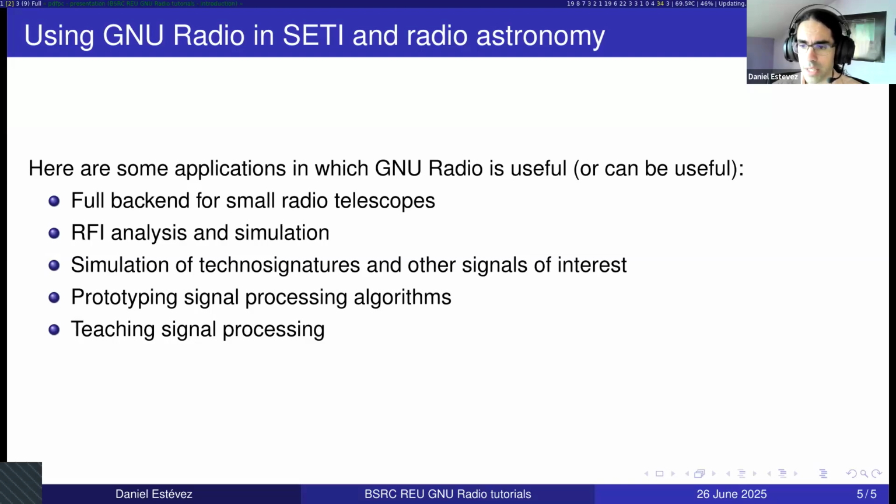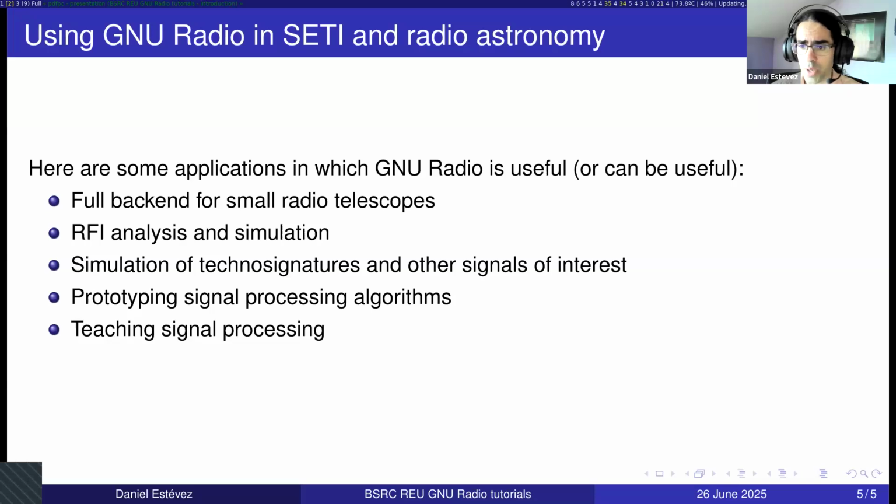Because if you're writing an application which is just the backend of a radio telescope, you know exactly which operations you need to do and you can optimize them very well. If you are doing a framework which is able to do anything related to radio, it's much more difficult to optimize things. So in that sense, GNU Radio cannot really compete with specific radio astronomy software.